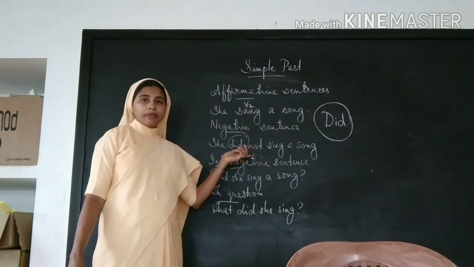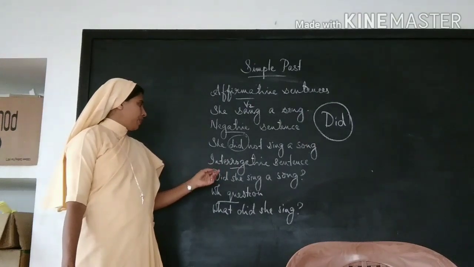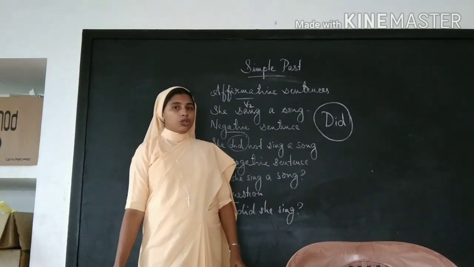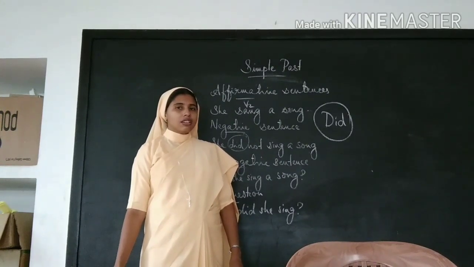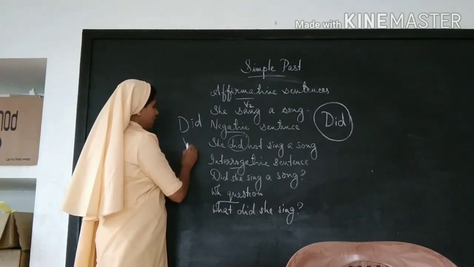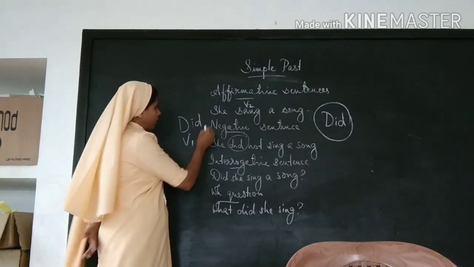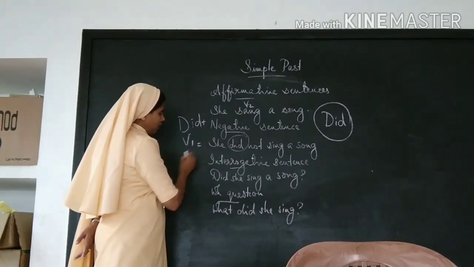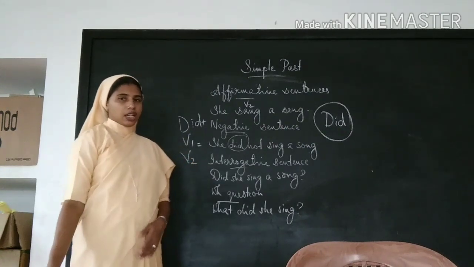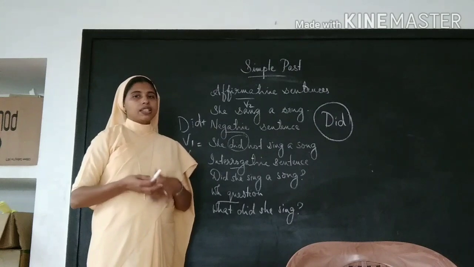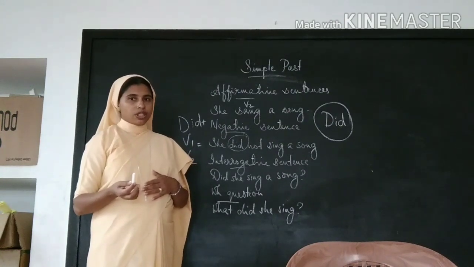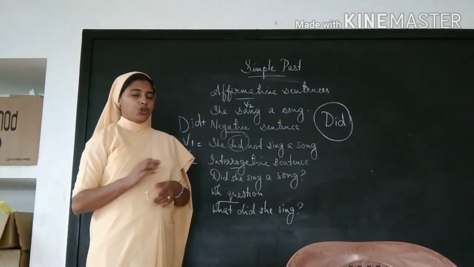Same sentence we will make into an interrogative sentence. Okay, and here we are dividing this V2 form into did plus V1. Did plus V1 is equal to V2. Okay, did plus sing is equal to sang. Did plus eat is equal to ate. Did plus write is equal to wrote. Did plus take is equal to took.